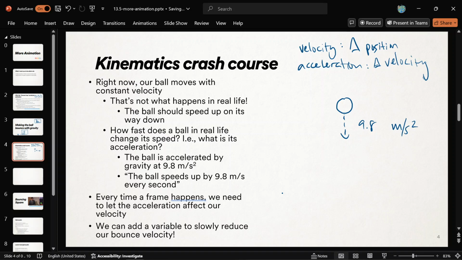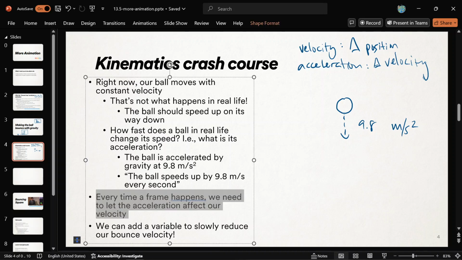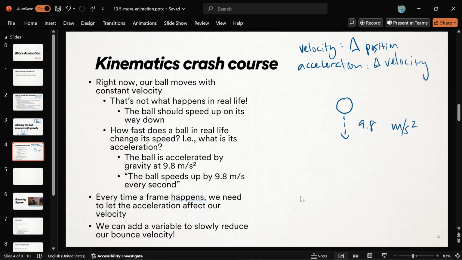Increasing in speed by 9.8 meters per second every second. Okay, that's what's happening. And if we want to model that inside of our program, we have to keep track of acceleration and velocity. So essentially every time a frame happens, we need to let whatever our acceleration constant is affect our velocity.